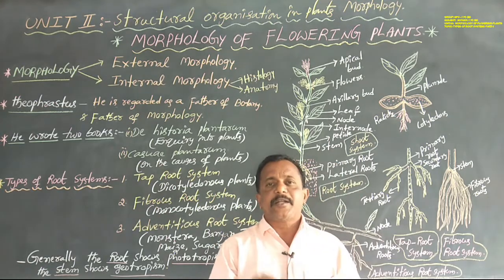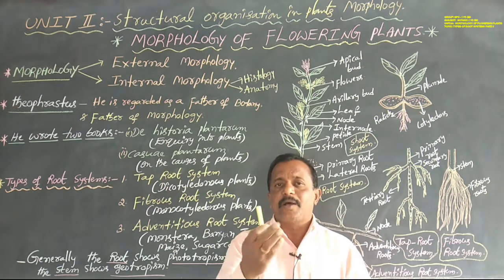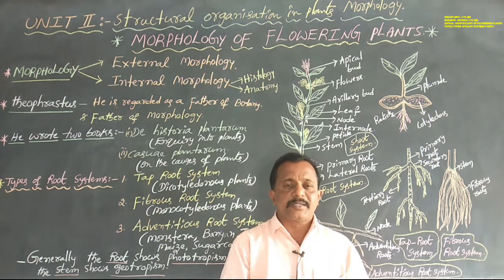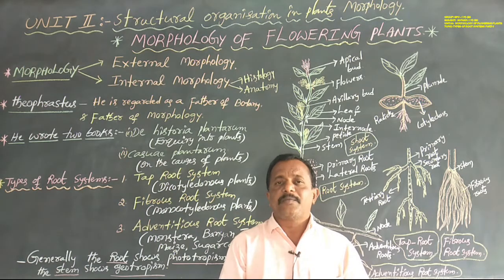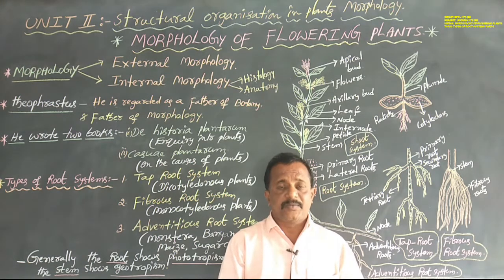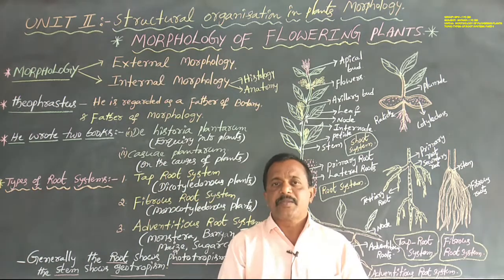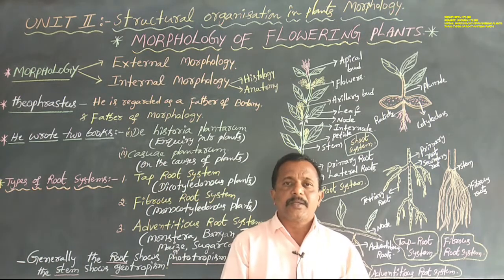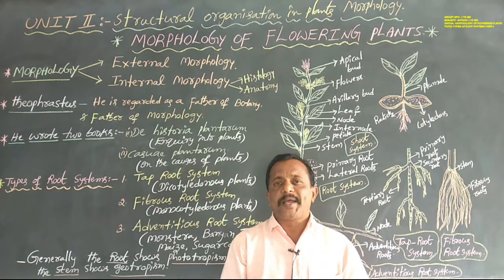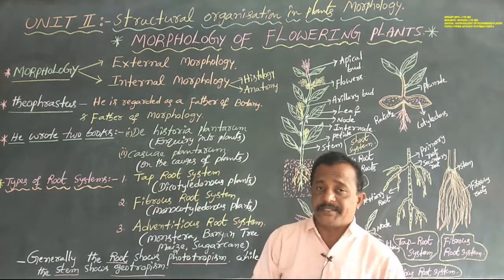Theophrastus is regarded as the father of botany and the father of morphology, because he described 500 kinds of plants, their external and internal morphological characters. Then he wrote 2 books. The first book named De Historia Plantarum or Enquiry into Plants. The second book named Causae Plantarum or On the Causes of Plants.